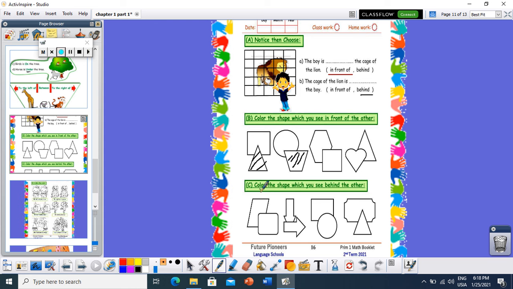Number C, color the shape which you see behind the other. Here I have two arrows. One of them is behind the other. Which one is behind? This one is behind. So I will color this arrow. Here I have square and circle. Which shape is behind the other? This square is behind. So I will color this square. I think it's too easy to complete the rest of the page.